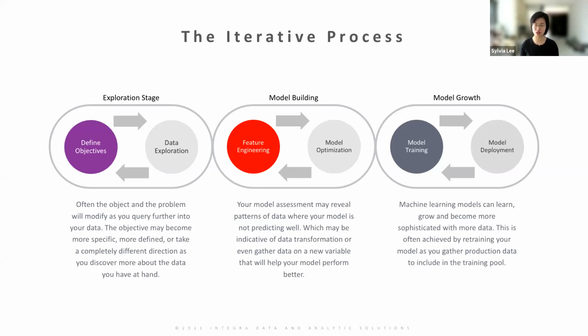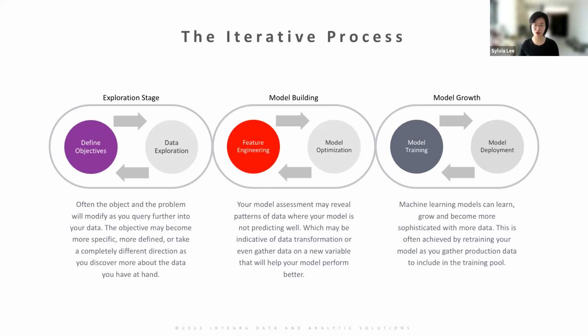Once you have your model, then it goes to the model growth stage where you actually put your model into use. And while it's being used, you gather the data that it's predicting on. You gather whether it was right or wrong. You add to your training pool, and then you make your model more sophisticated as you retrain it and redeploy it. And then that cycle iterates for your model to grow and become more sophisticated for your use case.